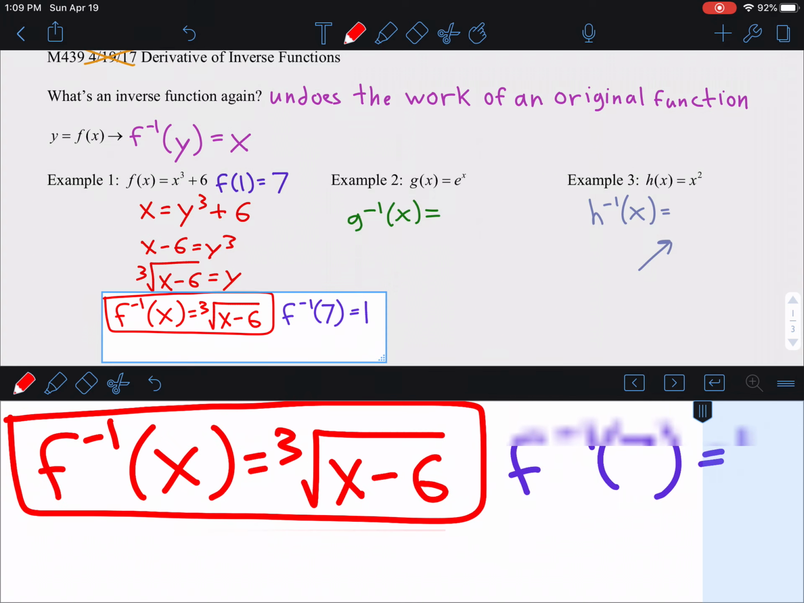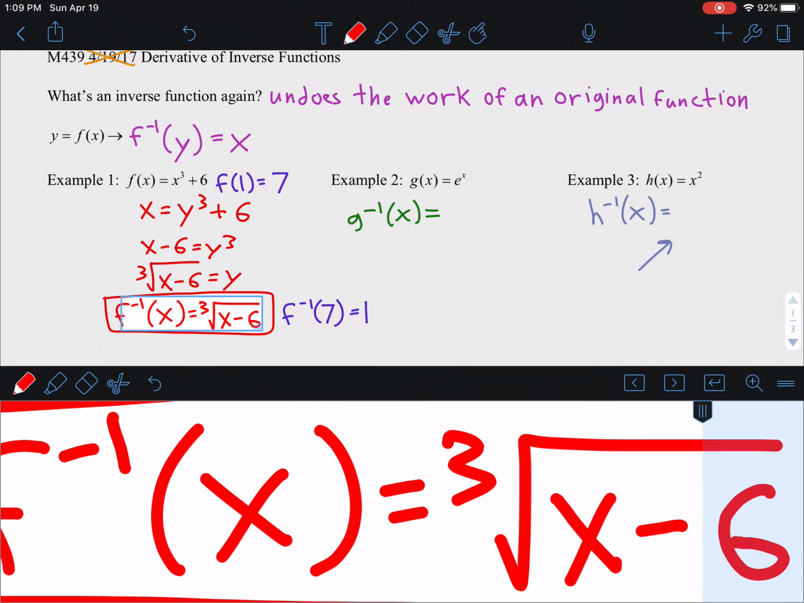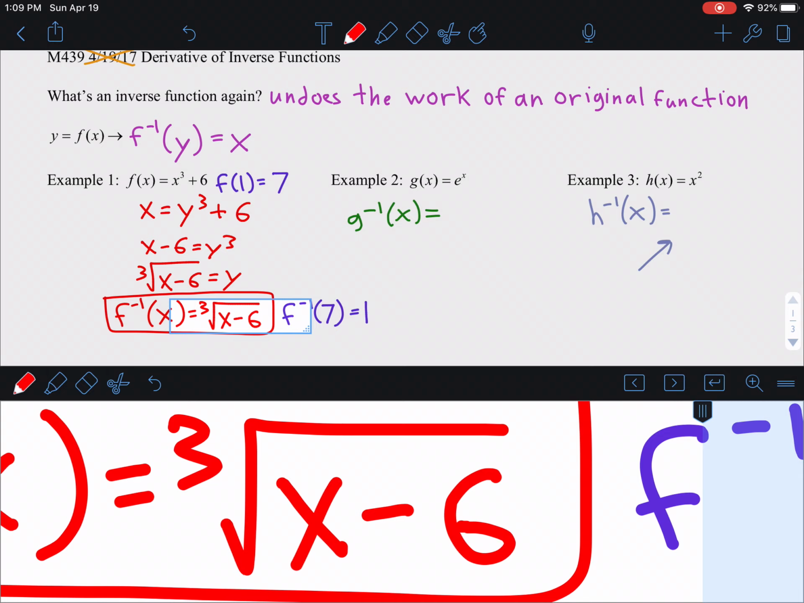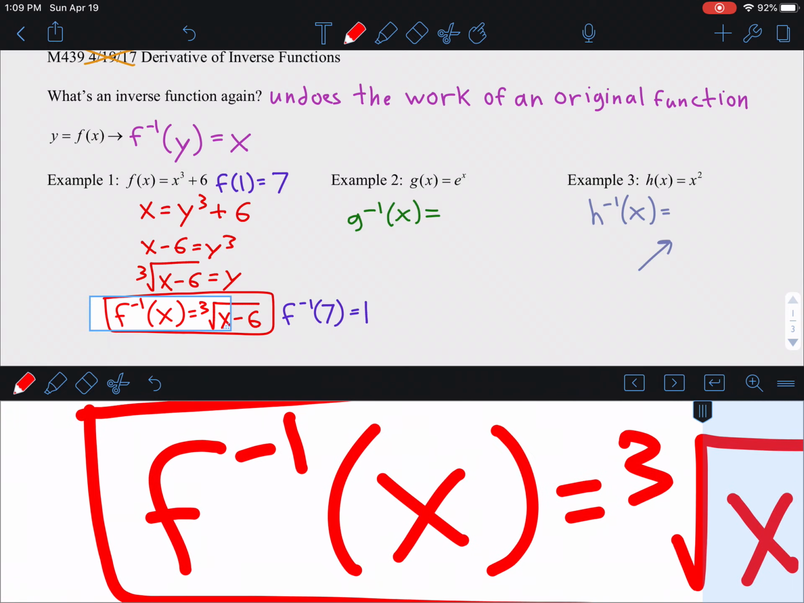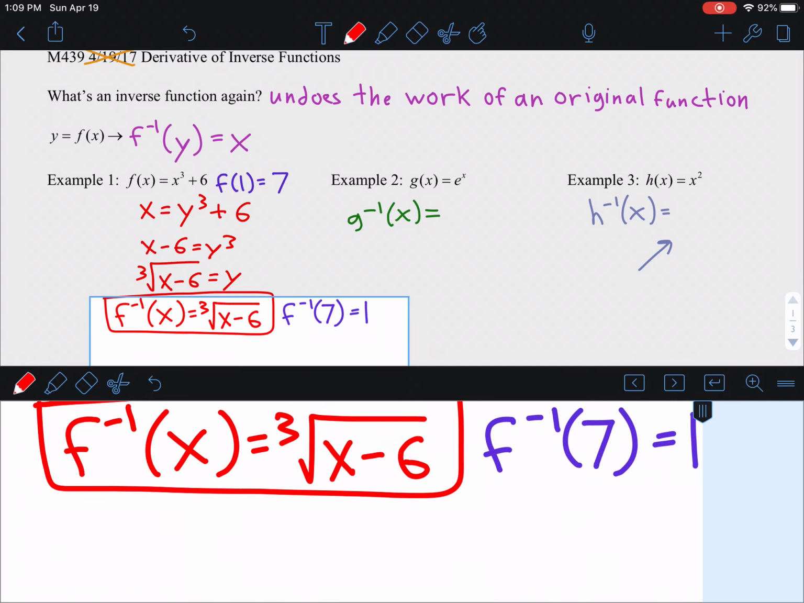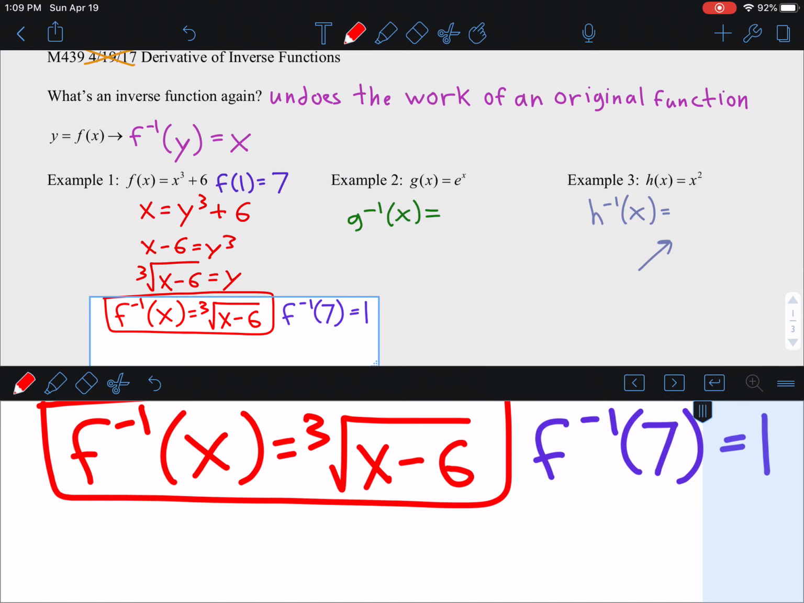And if I double check that with what I know the inverse function is supposed to do, f inverse of 7 should equal 1. Well, if I plug 7 into this, 7 minus 6 is 1. The cube root of 1 gives me an output of 1. So that does indeed work, and it's giving me the inverse of my function f.